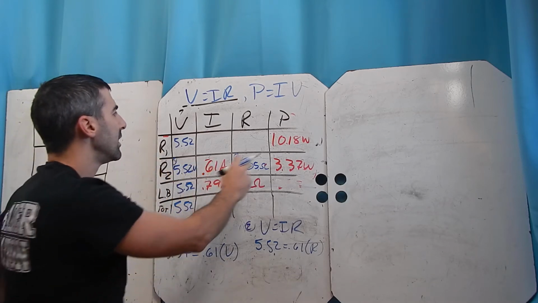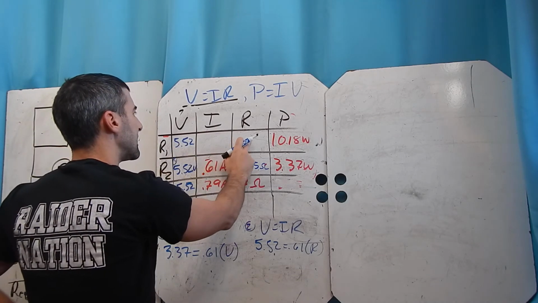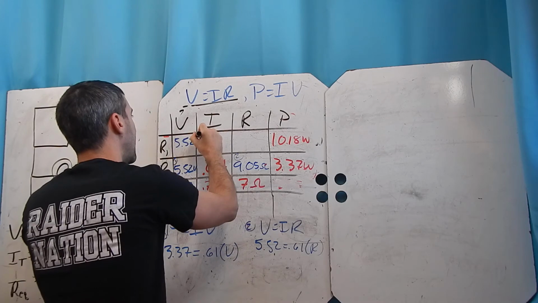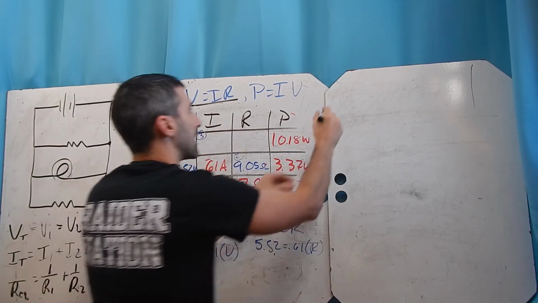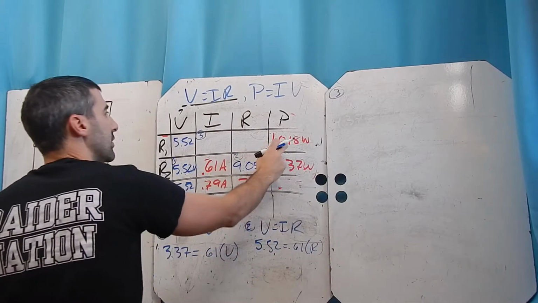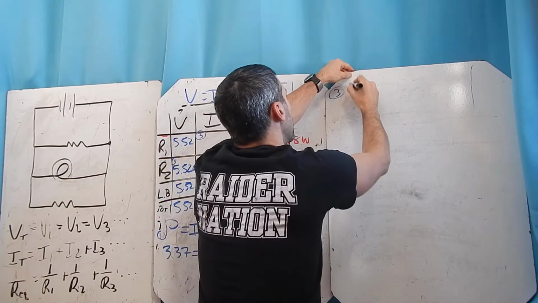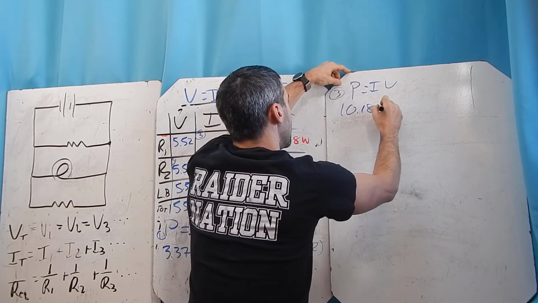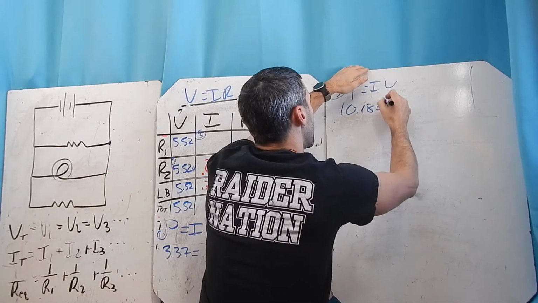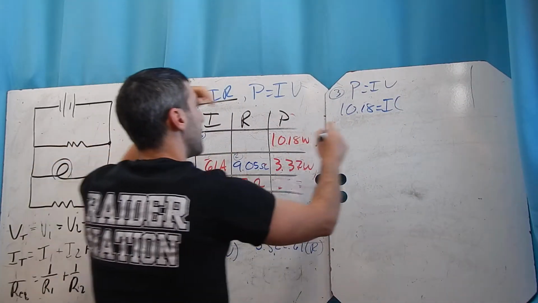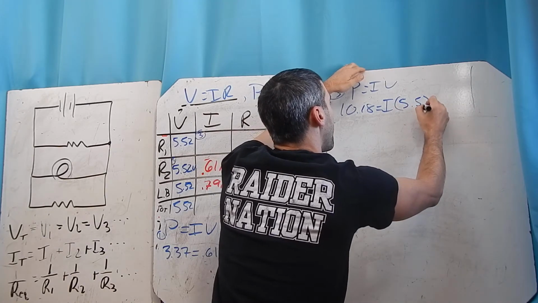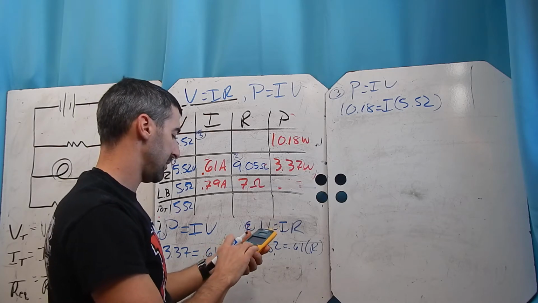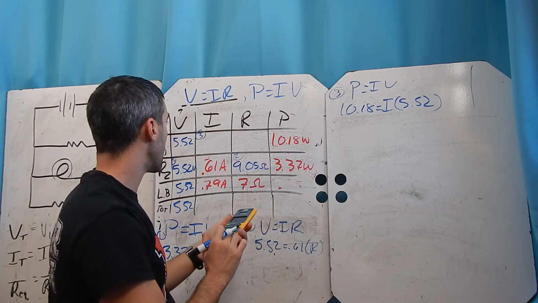Let's see now. V equals I times R. No, can't do that. Power equals I... oh, I can do that. So now what I'm going to do next, I'm going to come over here. Number 3, I'm going to do power equals I times V. P equals IV. 10.18 equals what I'm looking for, I, times V, 5.52. So 10.18 divided by 5.52 is 1.84.